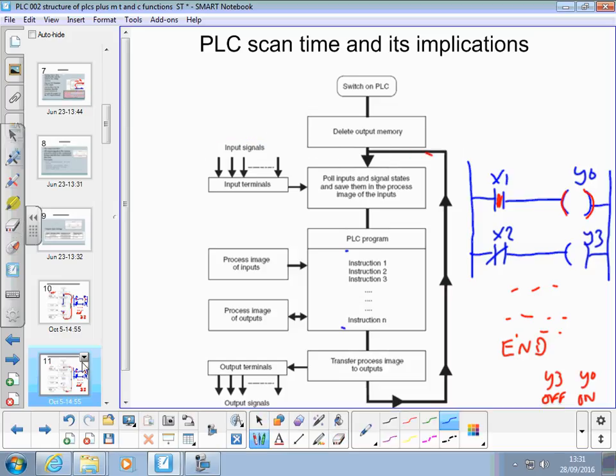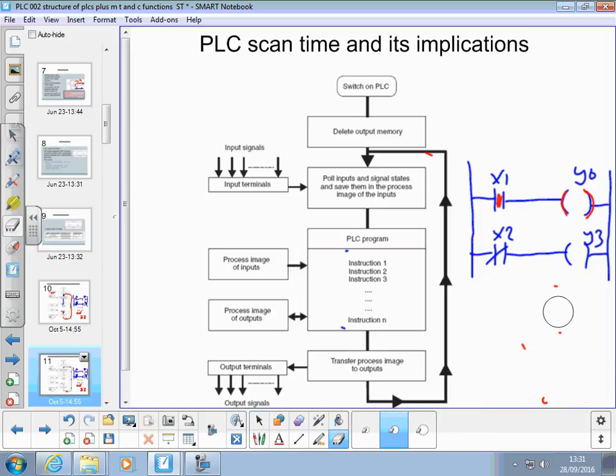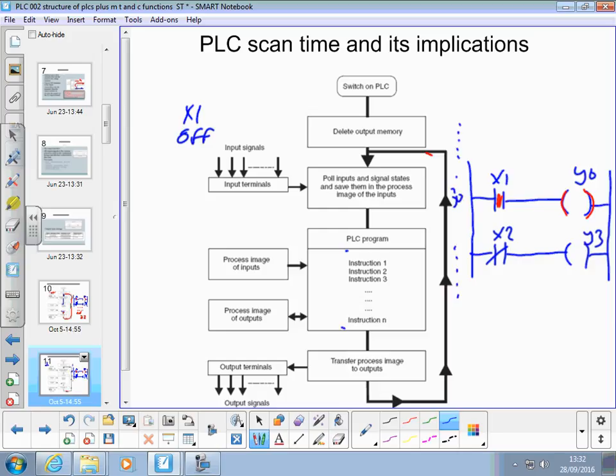Right, one of the implications is what happens if you get very, very short pulses on your signals. It's possible that a very short on-time pulse could be missed. Think about the situation where we come to this stage, poll the inputs, and X1 is off. It's stored the fact that X1 is off in memory, okay, and then imagine that this is not the first line in the program. Let's imagine that's line 30, and you've got a load of others before it and some more after.